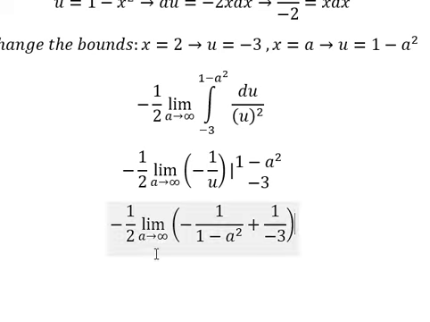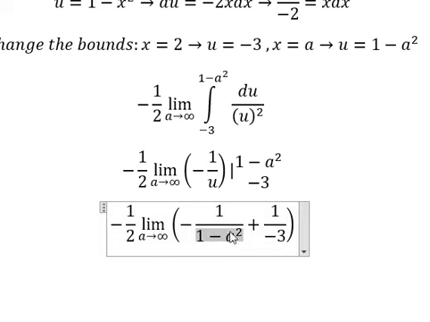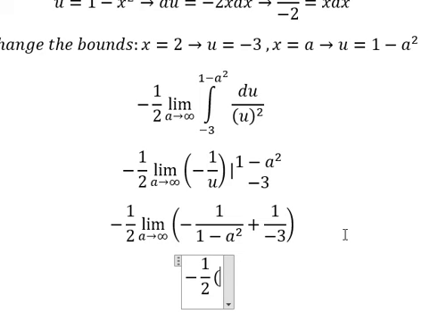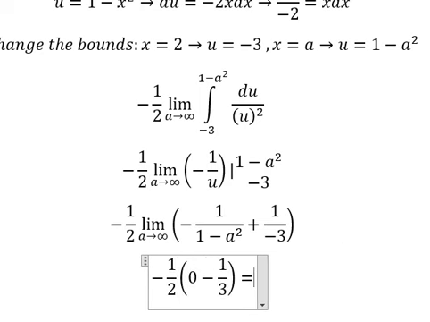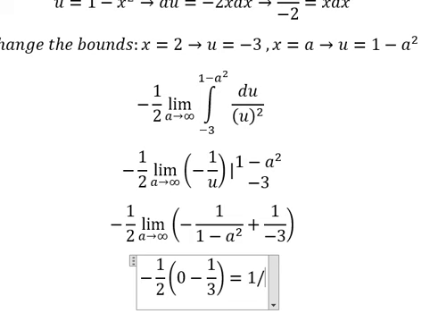So when a approaches positive infinity, this one will go to negative infinity. Number 1 divided by negative infinity, you get number 0. And this one we have 1 over 6.